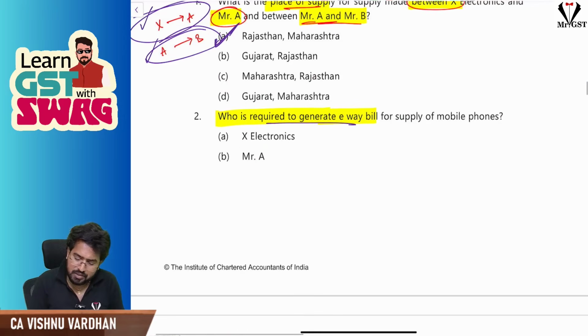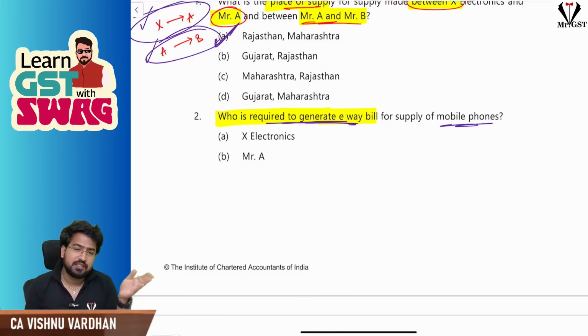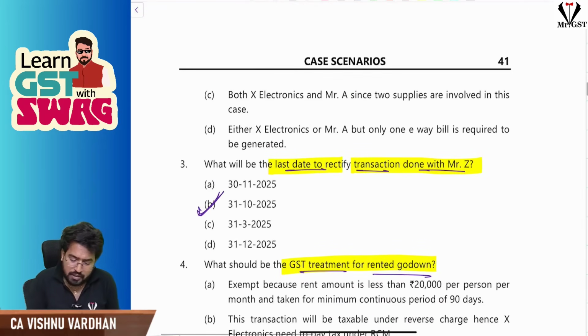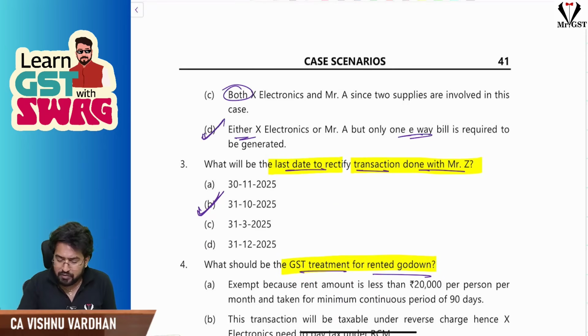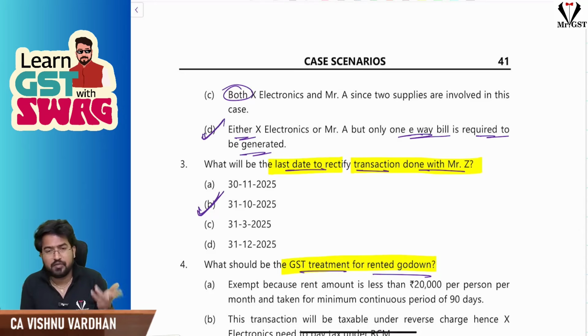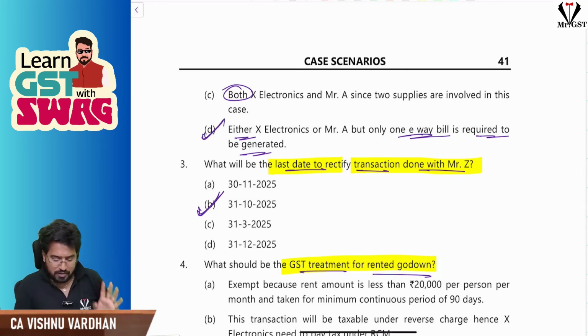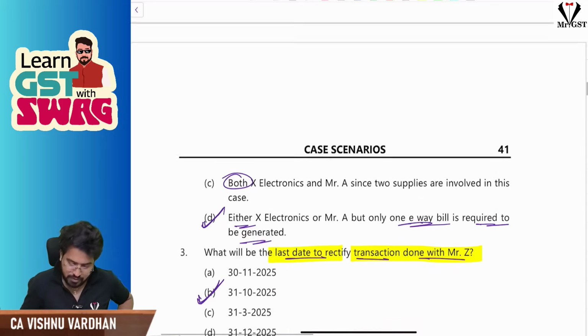And there is one more question. Who is required to generate e-way bill for supply of mobile phones? In mobile phones, X is selling to A is selling to B. Clear? There are two supplies here. A can generate or X can generate, not an issue. They give an option that both should generate, that is not the correct answer. Either X or Mr. A can generate. Only one e-way bill is required to be generated. Even though there are two supplies, as you know, only one movement is happening. So for that e-way bill will come into picture. Okay, right. So that is the next one. Next.